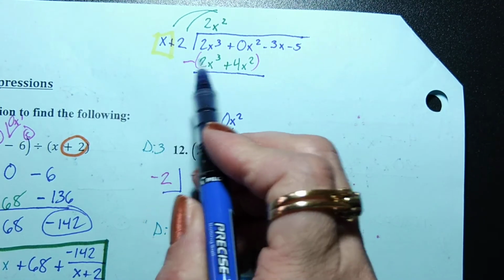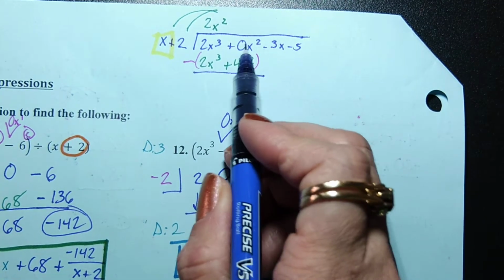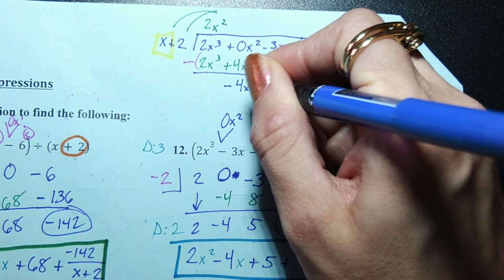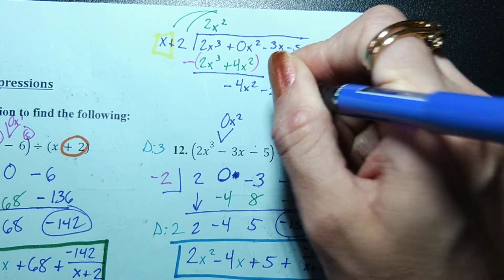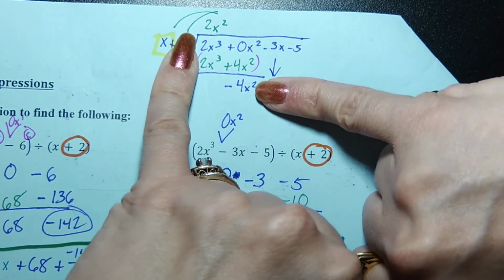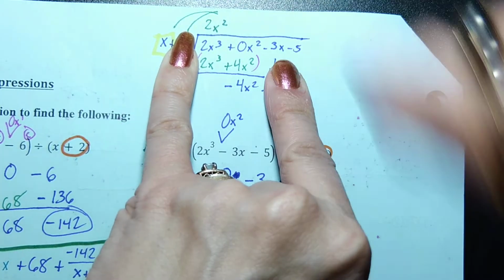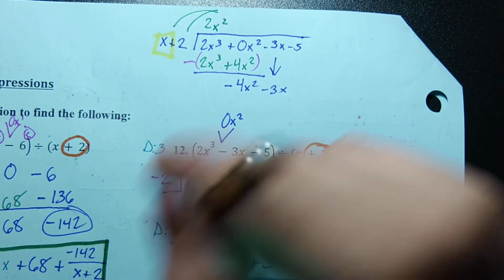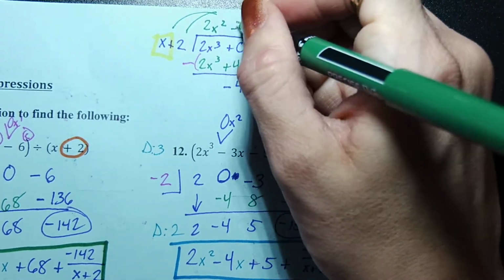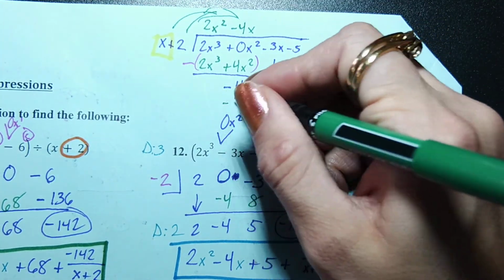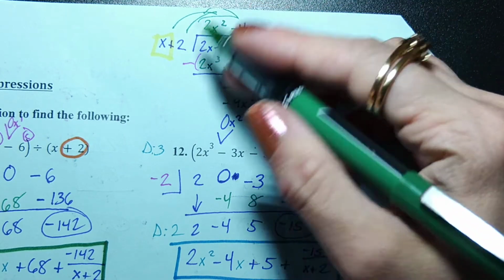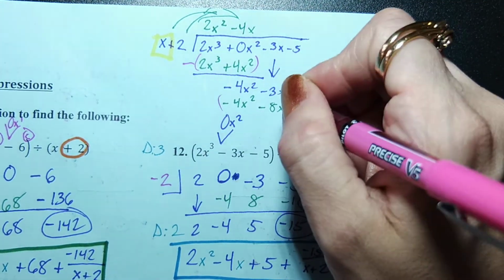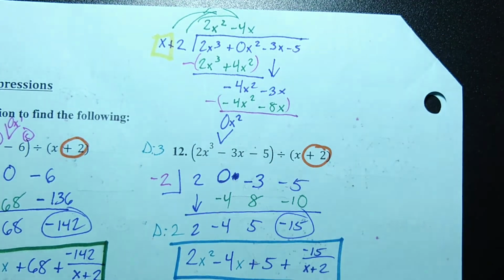2x cubed minus 2x cubed, 0. 0x squared minus 4x squared is negative 4x squared. We bring down the negative 3x. x times what on the house gives me negative 4x squared? Negative 4x. Times the leader, times the tag-along term. Minus 8x. Enclose in parentheses and subtract both.